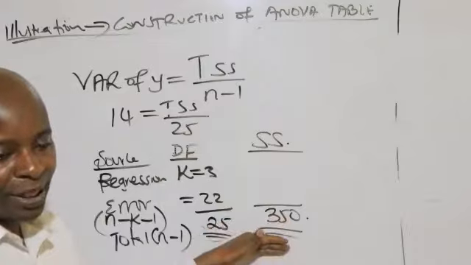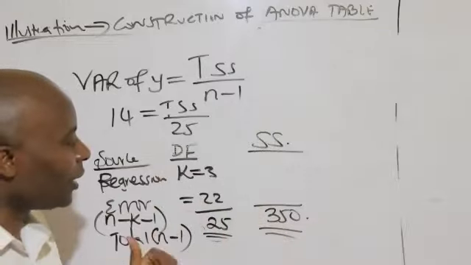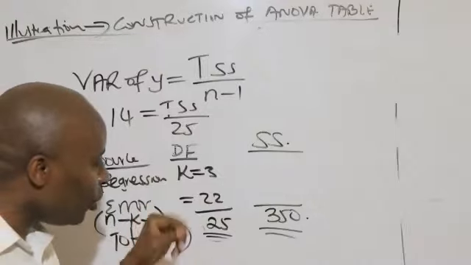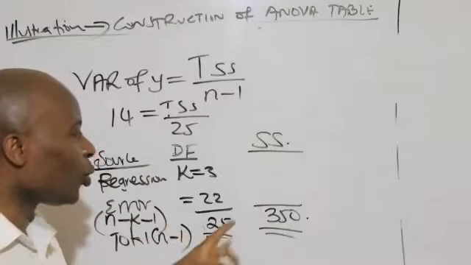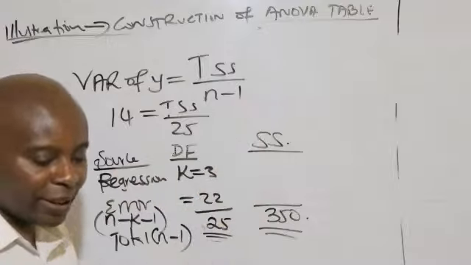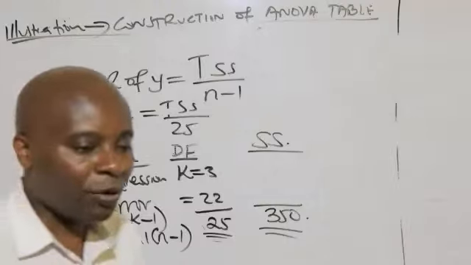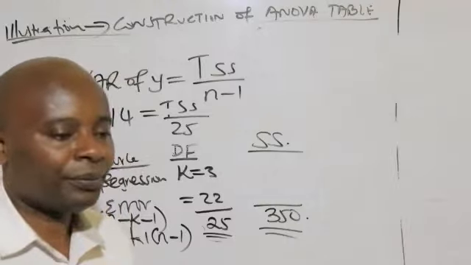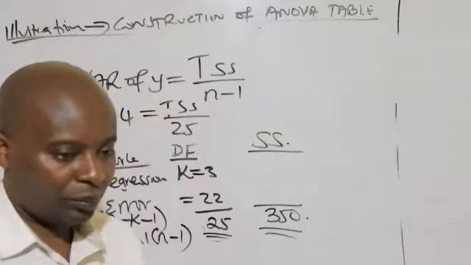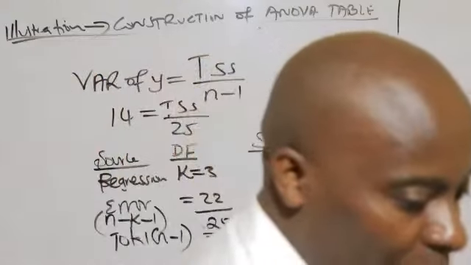I don't want to move with speed, because if you say you don't know these things, they give you problems when you go to the past papers. So we want somebody to use whichever way to give me any one of these sums of squares inside there. Just take a minute and give me any one of those SS.